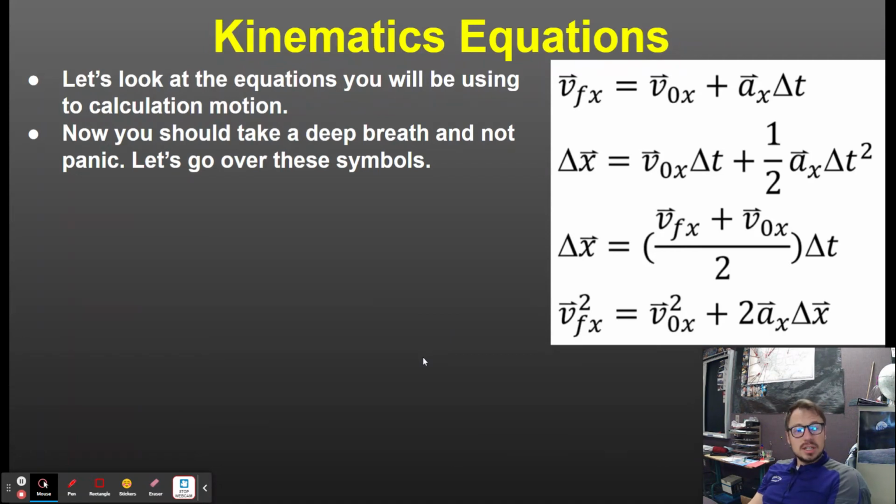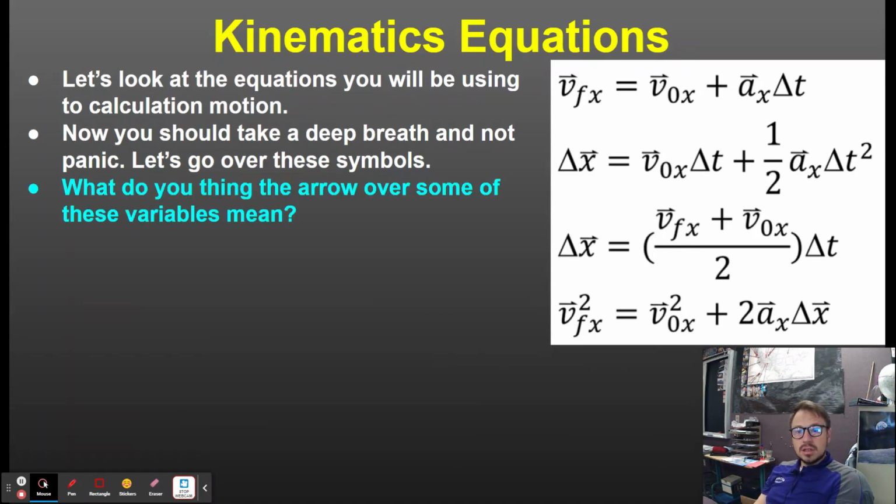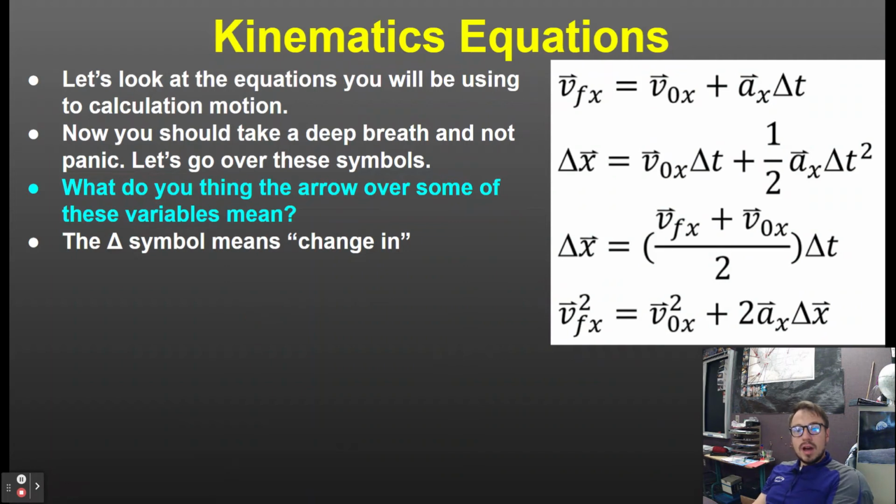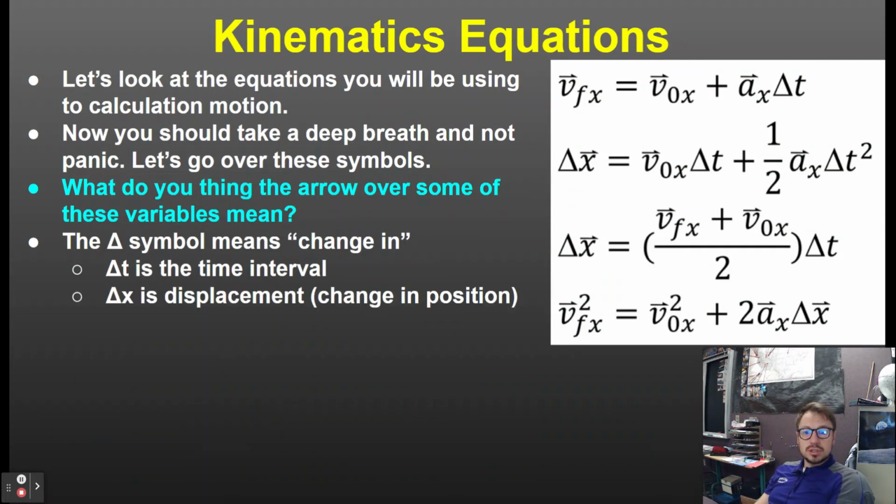These are a lot easier than they look, right? So the arrow above some of the symbols means that they are a vector quantity, which means we have to take direction into account. The triangle symbol is delta, which means change in. So delta t is the time interval over which this motion took place. Delta x is the displacement or change in position.